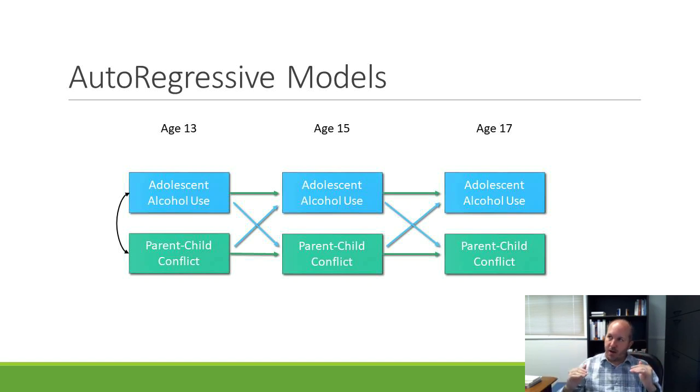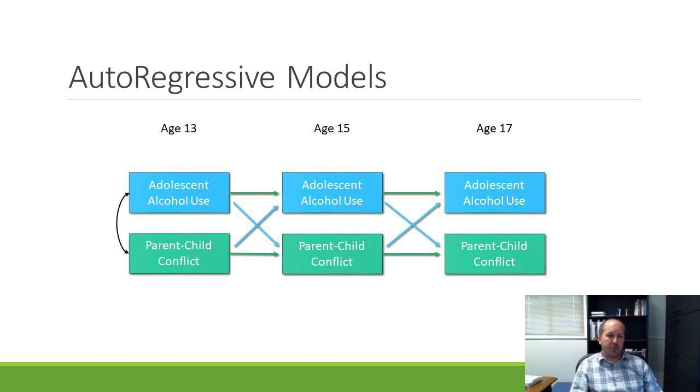Now when we add in the bottom part, the green variable, so when we have both adolescent alcohol use and parent-child conflict across time, this is a cross-lag autoregressive model. It's cross-lag because you've got the cross piece. If you look at the blue arrows, that's the cross piece. What we're doing here is looking at the stability of adolescent alcohol use as well as parent-child conflict across time. That's the green arrows.